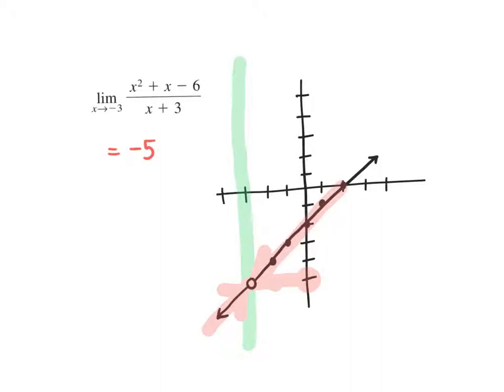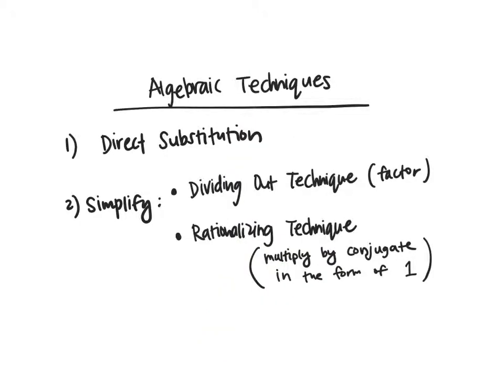What I'm trying to show is you can look at from a table and from the graph that the limit is -5. But we want to find a way to do this algebraically. When evaluating limits algebraically, the first thing you always want to try is direct substitution. But if you see that you are going to get 0 over 0, the indeterminate form, then that just means you'll have to do a little more work. Like, we have to simplify the function first and then directly substitute. So two main techniques we're looking at today is the dividing out technique, where you just factor the numerator and denominator and cancel things out, and the rationalizing technique, where you multiply by the conjugate in the form of 1.